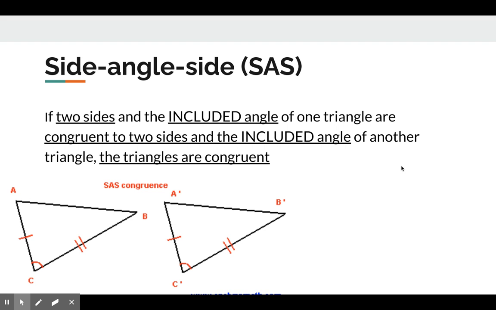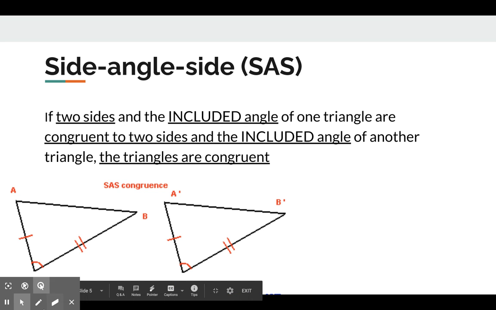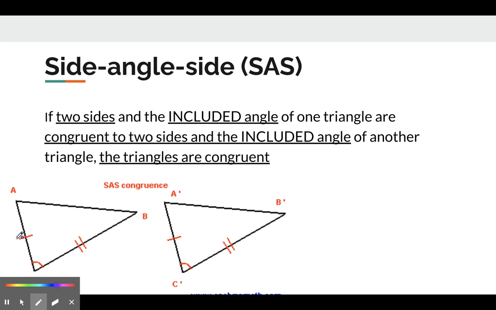Okay, side angle side, or SAS. If two sides and the included angle of one triangle are congruent to two sides and the included angle of another triangle, then those triangles are congruent. So this is super important that it has to be the included angle, right? The way that I always like to describe this is that if you go in order, if you were to have your pencil on this triangle and drag it, you cannot pick your pencil up. You hit the side first, then the angle, then the side. They both have to be in that same exact order.